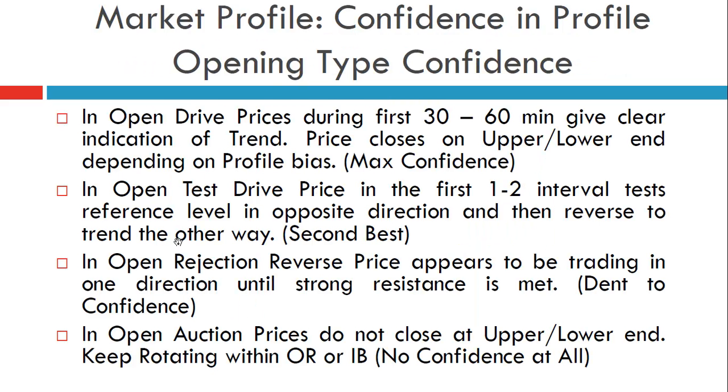Okay, so let us look at the third aspect. The third is the open rejection reverse. Now this kind of profile, I had said, usually happens in the bear markets, and usually when the volatility is high. In the first 1-2 intervals, it does appear that one time frame trader is in control, it does appear that open drive is in place, but suddenly you will see the reversal happens and the confidence is dented and the market just reverses. So this kind of opening goes in the opposite direction.